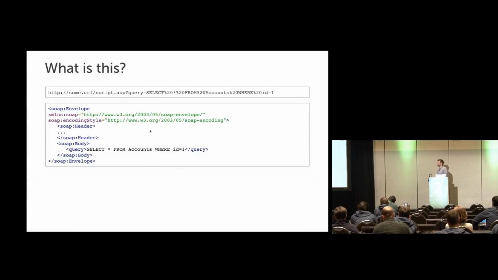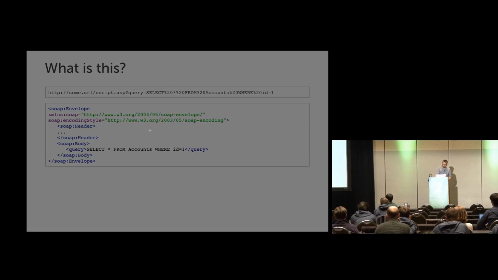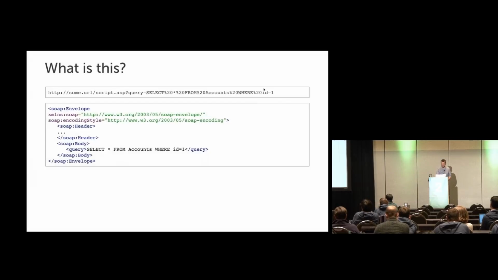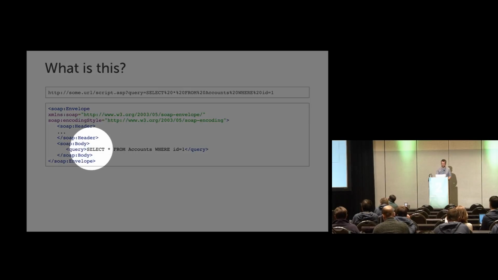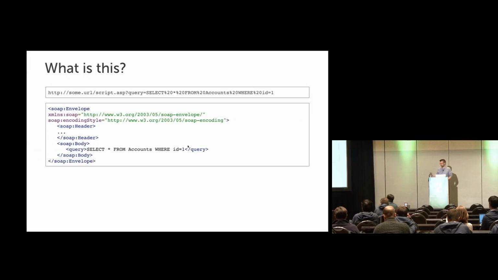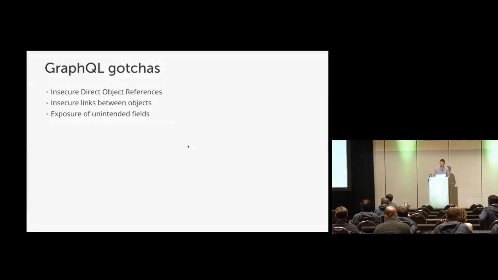So this is actually real stuff. This is not GraphQL, but the first one here is something I saw once when I was doing a security test: script.asp with a query, and then the SQL query. So this is SQL injection by design. Same thing here: this was a web service where they would take an SQL query as part of the SOAP message, execute it, and return the result. And this is the kind of stuff we can end up with if we're doing GraphQL the wrong way.